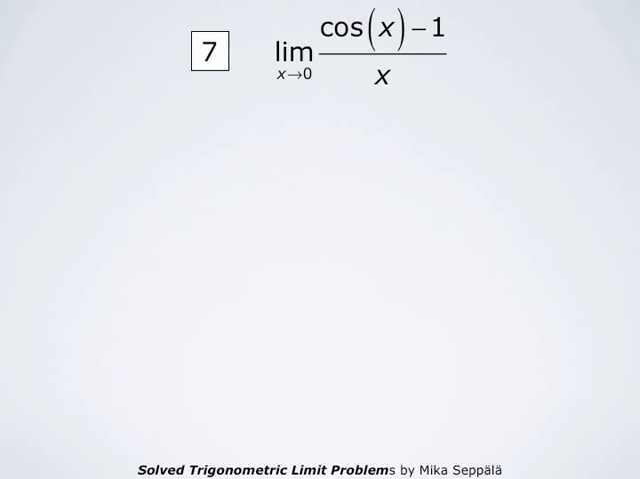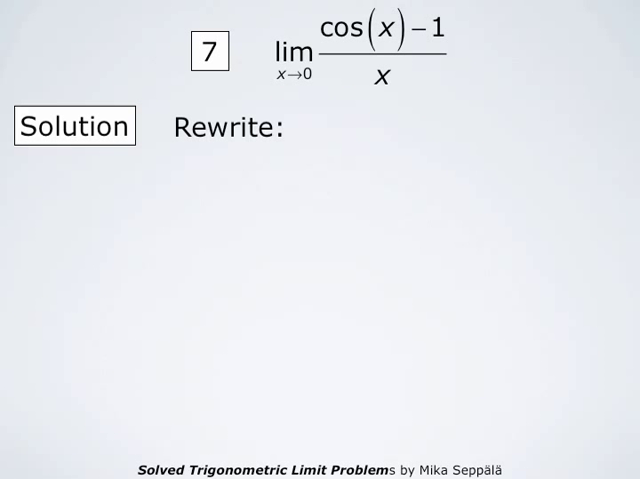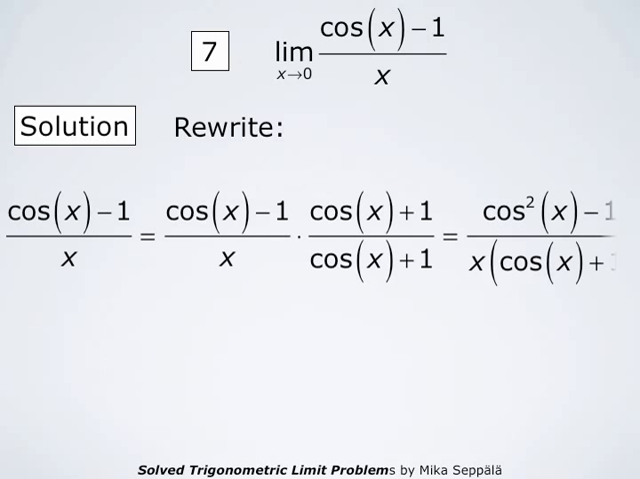To compute the limit as x approaches 0 of cosine of x minus 1 divided by x, we could use the result of a previous problem and find out that this limit is actually 0. But in the solution, let us compute this limit without resorting to the results of a previous problem. We perform the rewriting. Cosine of x minus 1 divided by x is cosine of x minus 1 divided by x times cosine of x plus 1 divided by cosine of x plus 1.